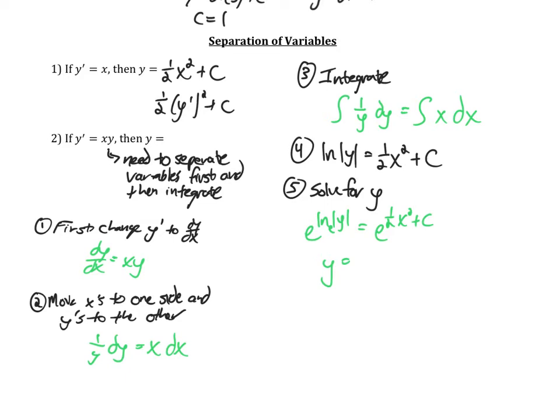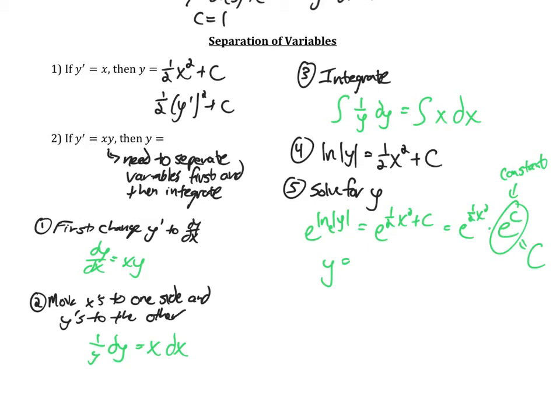The right side I could rewrite as e to the 1/2 x squared times e to the c. If you remember, if you multiply two things with the same base, it's the same as adding those exponents. So in this case, this e to the c is still just a constant. E is a number, c is a number. So I could rethink of this e to the c as just c. Again, it's just a constant.